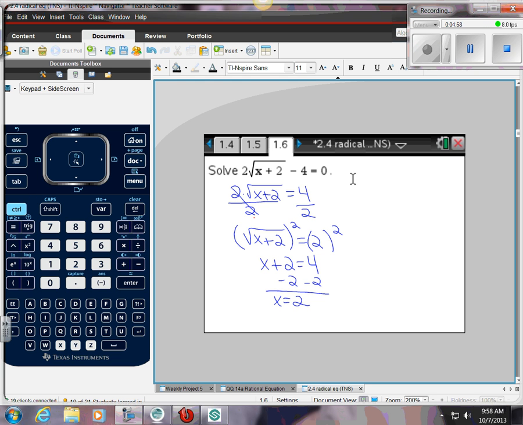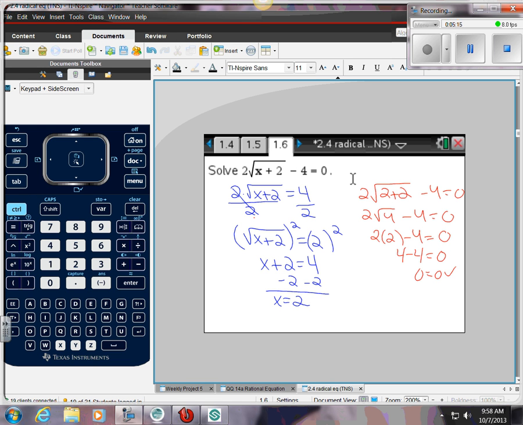Okay, so it does check. We get 2 square root of 2 plus 2 minus 4 equals 0. We get 2 square root of 4 minus 4 equals 0. Or 2 times 2 minus 4 equals 0. 4 minus 4 equals 0. 0 equals 0. Checks.